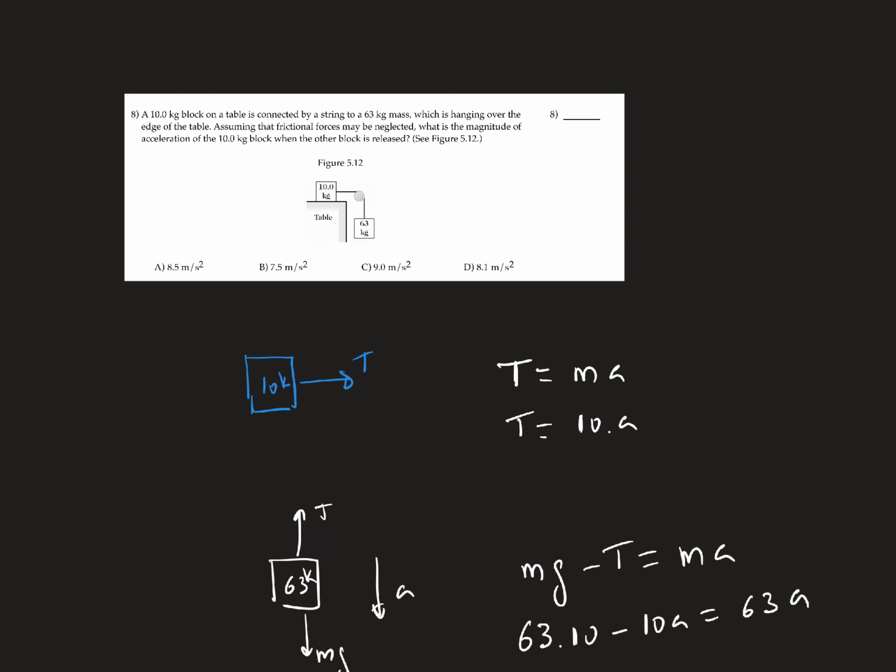Okay, let's go to do this one. This one says a 10 kilogram mass is connected with a 63 kilogram mass over the table, assuming that the frictional force is neglected. What is the magnitude of the acceleration of the 10 kilogram block when the other block is released? Well, they will have the same acceleration when it is released. It needs to be the same acceleration because the rope, if it's not an elastic rope, doesn't have elastic property, they will accelerate like one only body together. So let's go to do it.